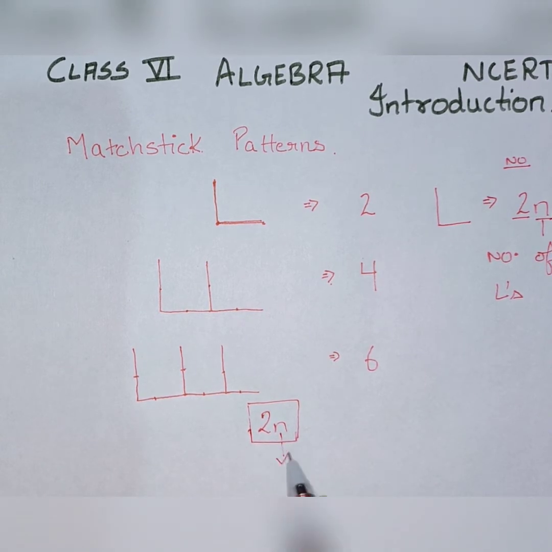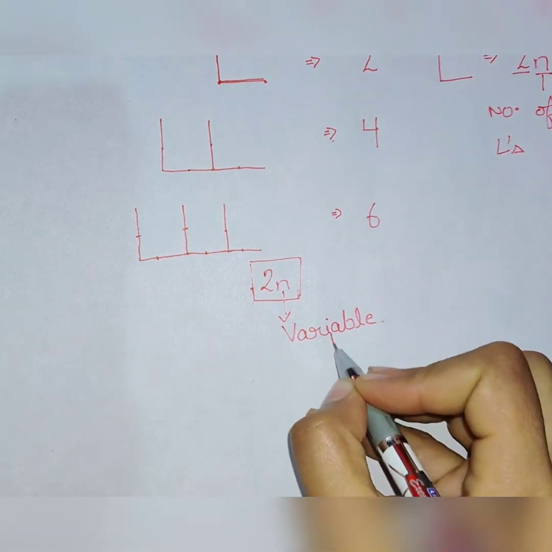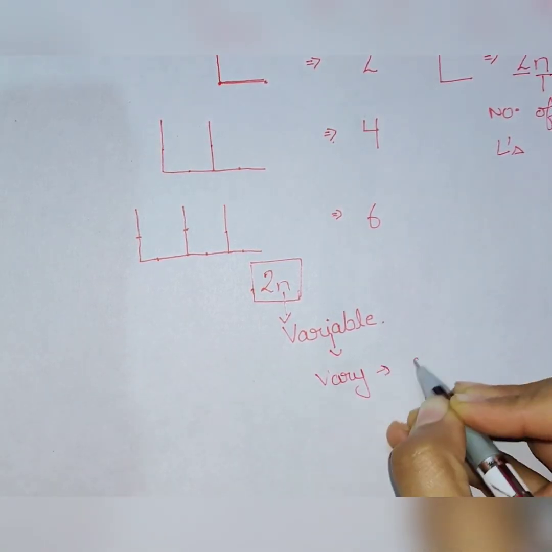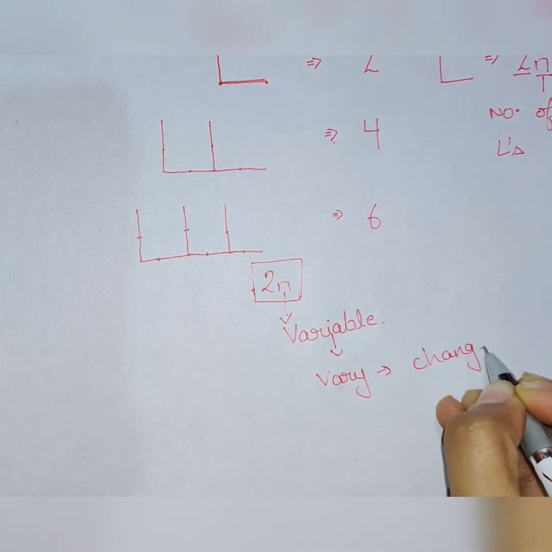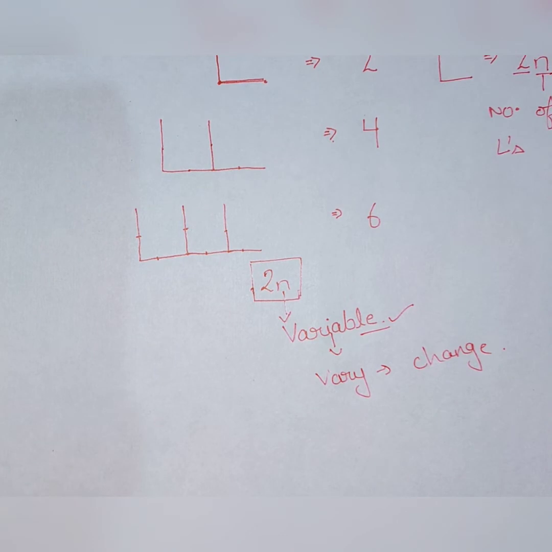n here is a variable. So what is a variable? Variable is the term which came from the word vary. Vary means change. So variables are those terms whose values vary. That is, the values of variables are not fixed.